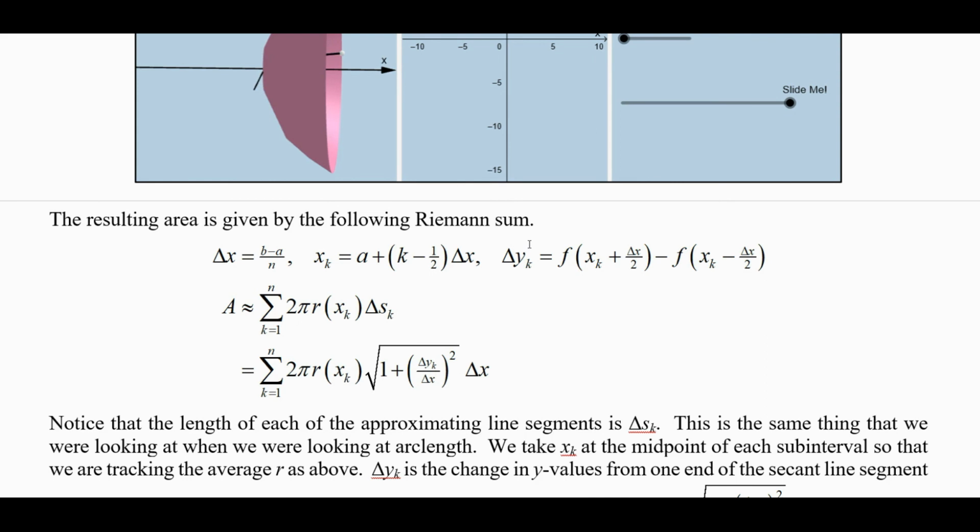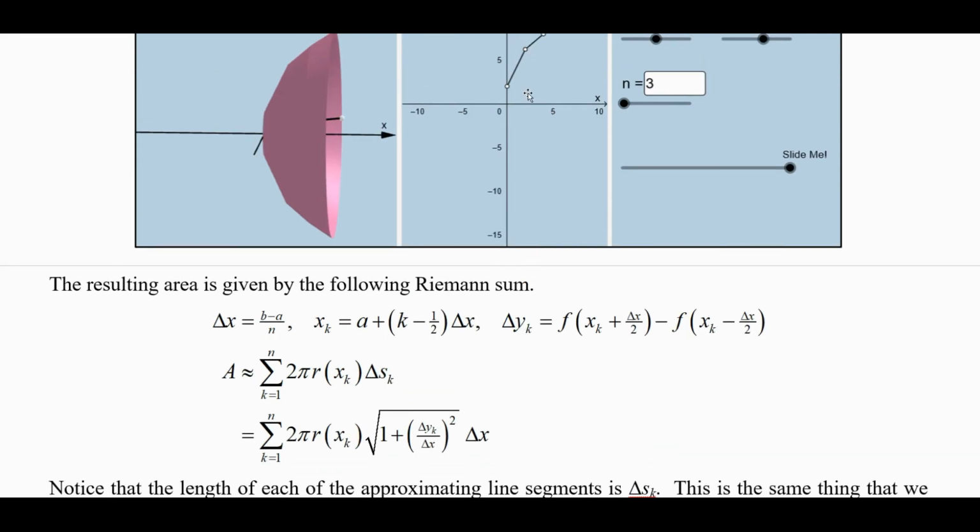Okay. And of course, then delta y, how much the y changes, is just, well, if x sub k is in the middle, we have to back up half a delta x to get the x at the left end, and go forward half a delta x to get the x on the right side, and find its y by plugging in the function. Similarly, go back half a delta x to get the x on the left end, and find its y. The difference in those two is the delta y.